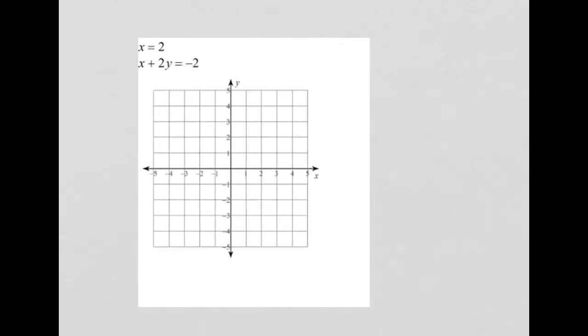Number 2. X is negative 2, or x is positive 2. So I go to positive 2 on x, and you'll notice it doesn't say anything about y. So it's one of those undefined lines. So it looks like that.